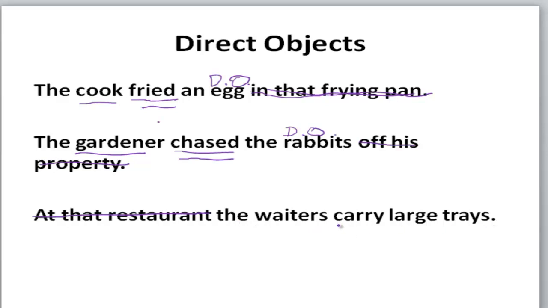Let's go ahead and find our verb. Here's our action verb right there. And who's doing the carrying? The trays are not carrying themselves. The waiters are carrying the trays. So waiters carry. What do they carry? They carry trays. That's the direct object. This adjective right here, large, is describing this noun, the direct object, trays. So waiters are carrying, what are they carrying? They're carrying trays. Trays are receiving the action of the verb carry.